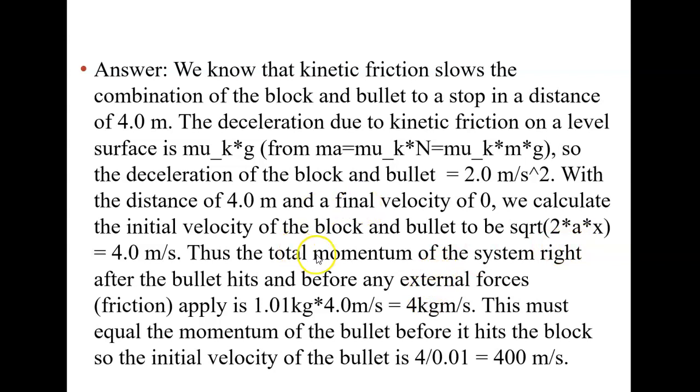Thus, the total momentum of the system right after the bullet hits and before the external forces is 1.01 times 4 meters per second, which is 4 kilograms times meters per second. This must equal the momentum of the bullet before it hits the block, so the initial velocity of the bullet is 4 divided by the mass of the bullet, which is 400 meters per second.